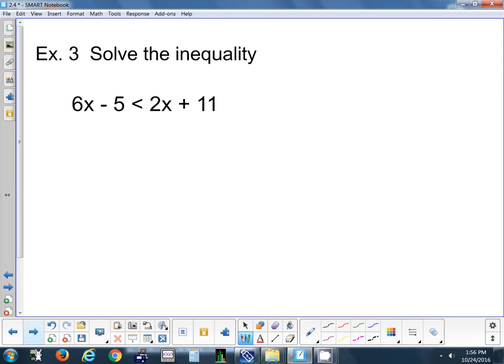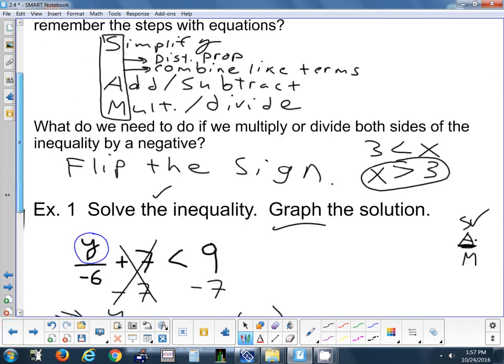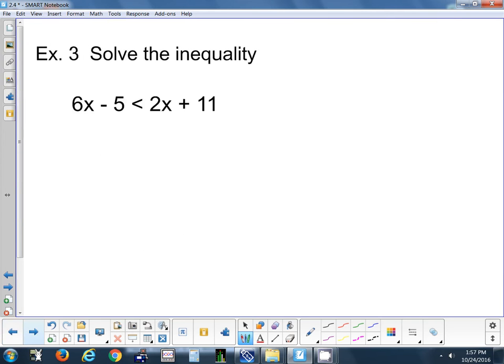All right. Let's take a look at number 3. What's a little different about this one compared to the last one? Let me put the last one up for a second. We had that one, and the first one we had was right there. Anybody see what's different about this one? There's two like terms on there. And where are they now? On opposite sides. They're on different sides.